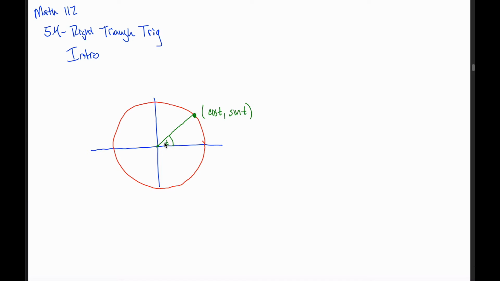But I'm not claiming that t is 30 degrees. t is just some arbitrary angle here. And so all we can say is this is cosine of t and this is sine of t. Hopefully you're with me so far. What I want to do is take this from circles to triangles.